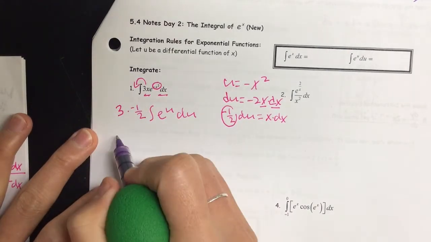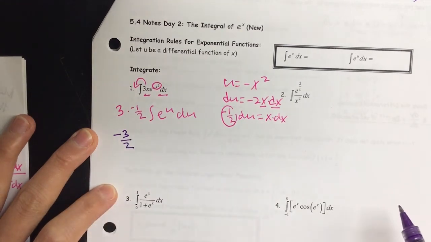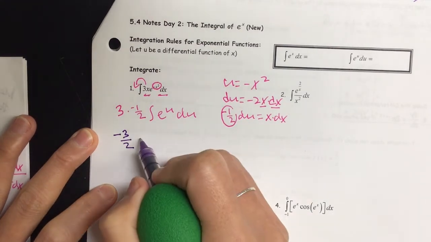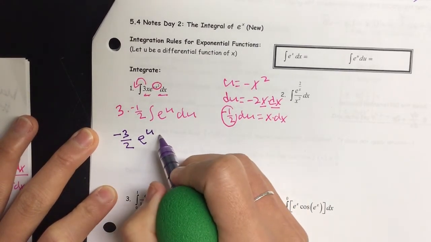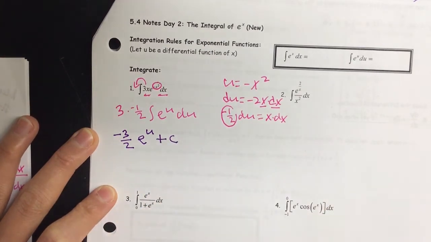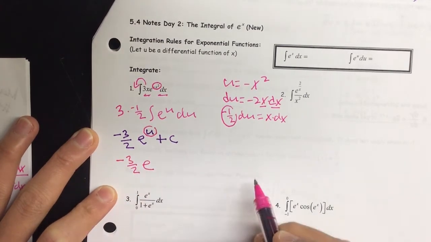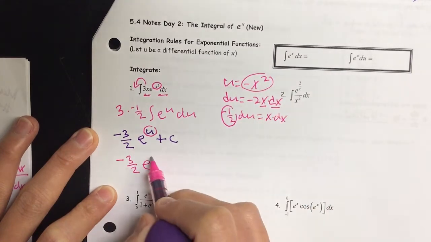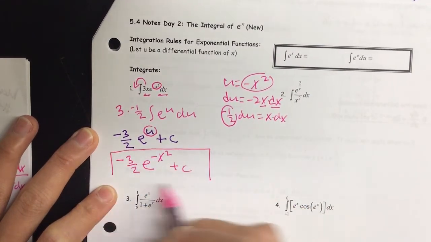Let's go ahead and multiply the outside first. So negative 3 over 2. e to the u is always e to the u. And plus times the derivative of that is 1, which we don't need. What do I have to add at the very end? Add the c. And at this point, plug the u back in. So we have negative 3 over 2 e to the power of negative x all squared plus c. And that is our final answer.